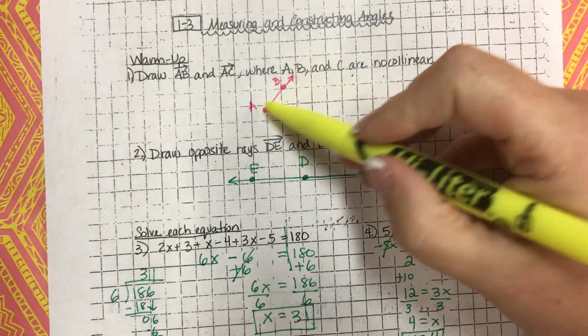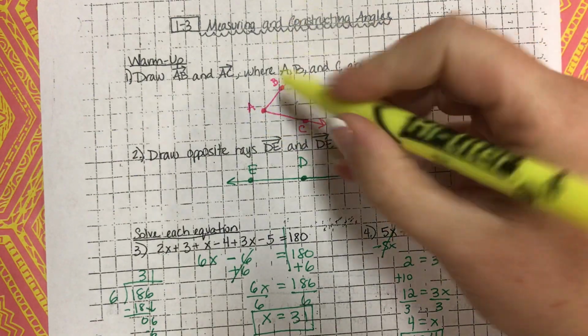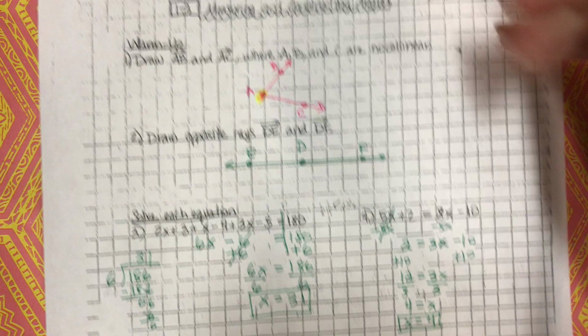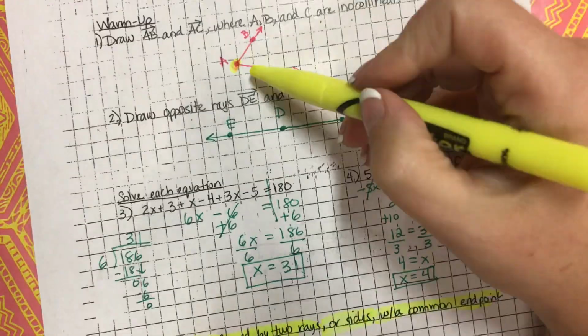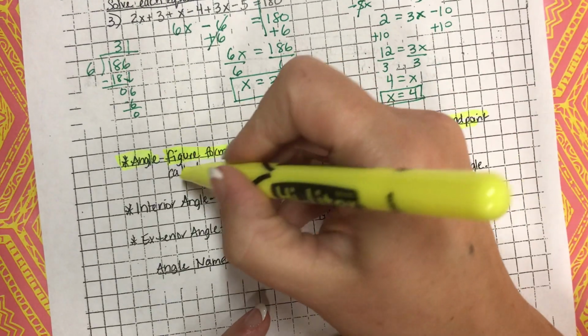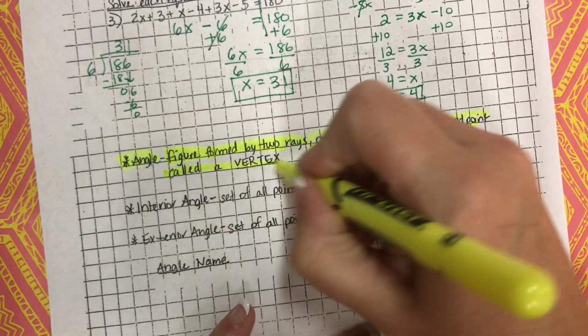So if we go back up here to this warm-up problem, we had two rays, right? There was AB and AC, and they had a common endpoint of A, and that ended up being an angle. And right here, this A would be called a vertex. So that common endpoint is called the vertex of the angle.